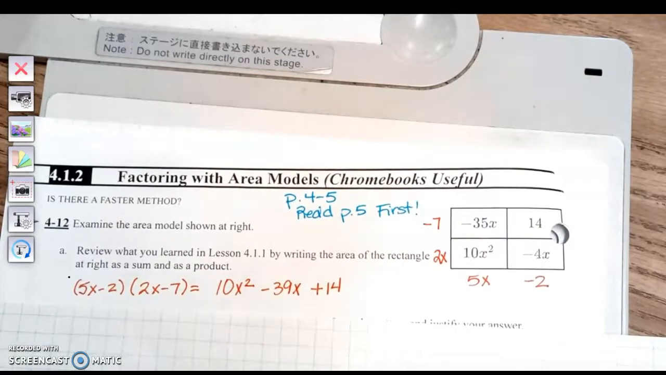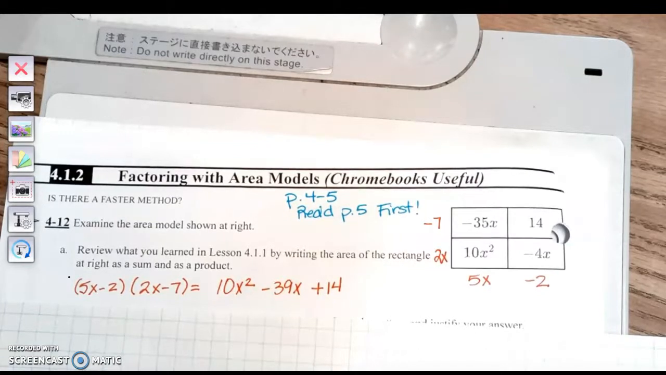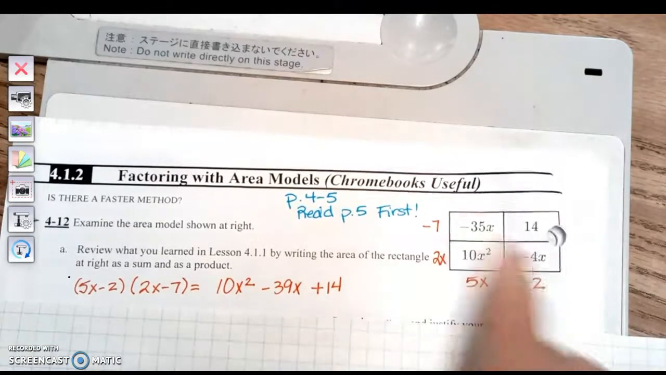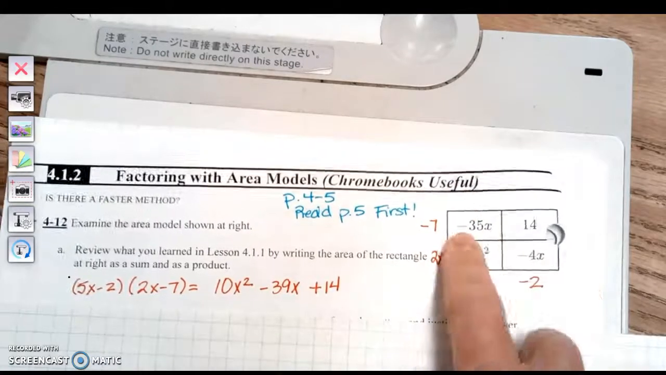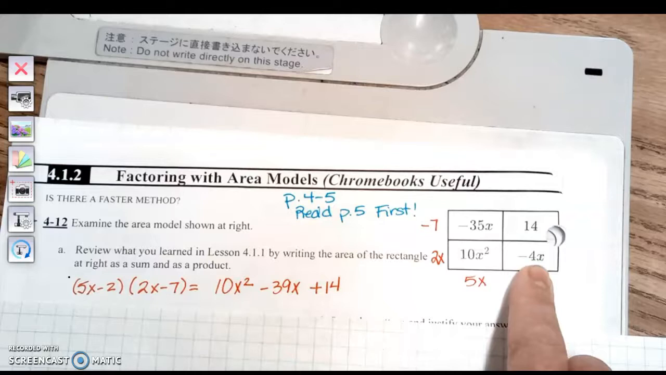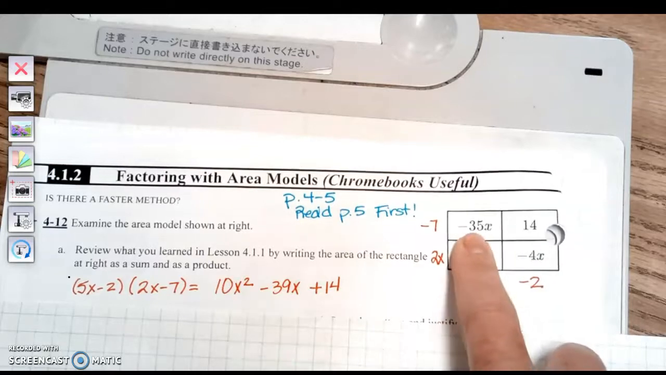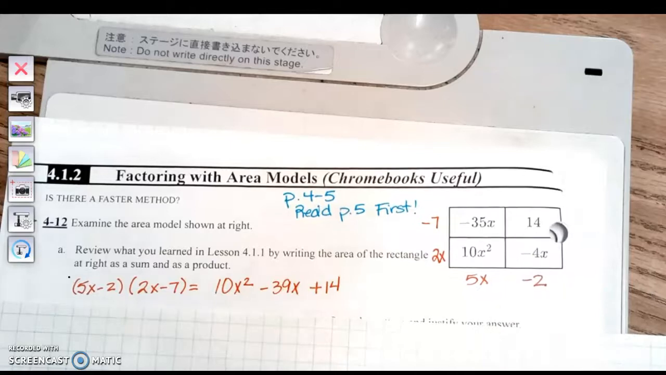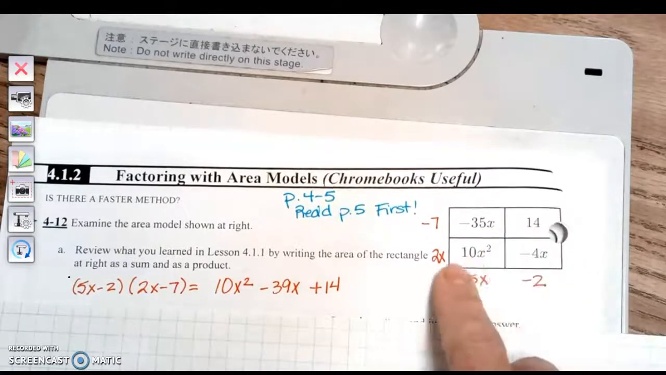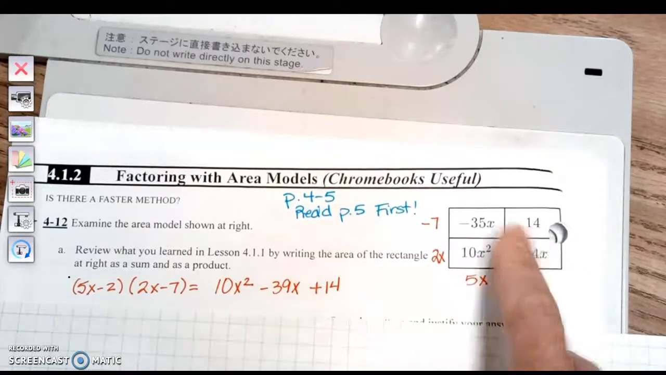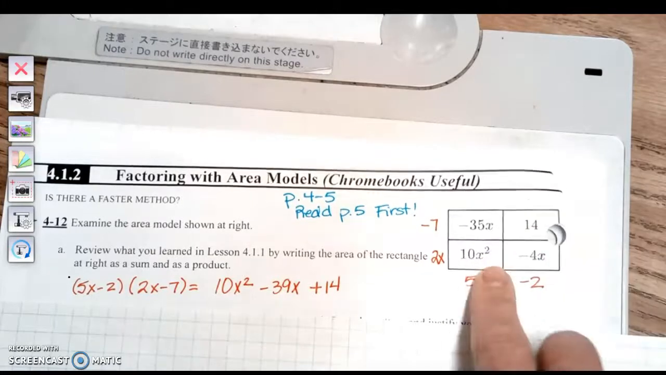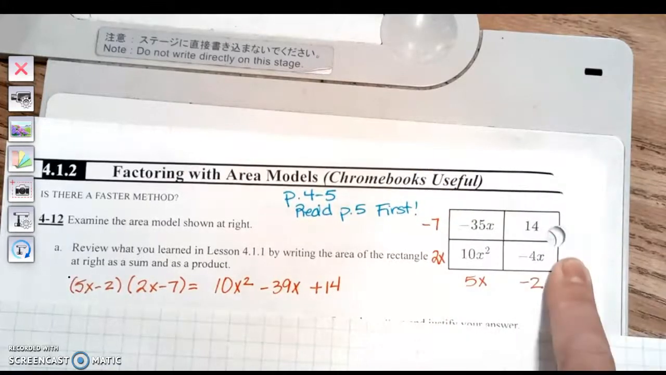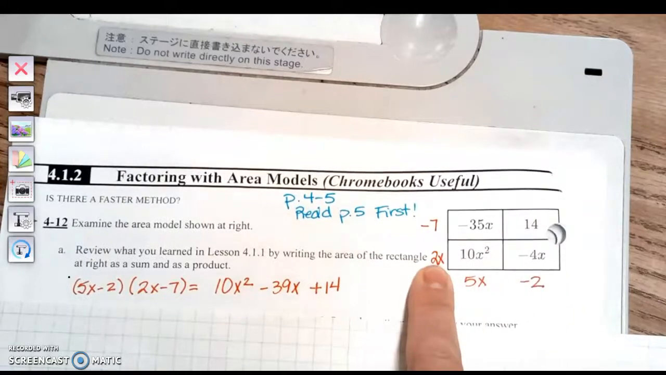Let's test and see if the method that we learned yesterday is correct. So if we multiply diagonally this way, we have a negative times a negative, which would make it positive. And then we have the coefficients of 35 and 4. What would that be? 140. And then we have x times x would be x squared. So 140x squared. Now let's check this diagonal. The coefficients of 10 and 14, if you multiply that, would be 140. And then we have an x squared here. So 140x squared this way and 140x squared this way.